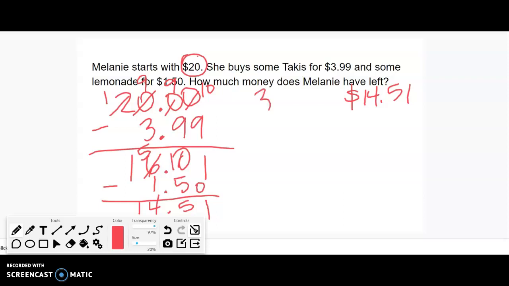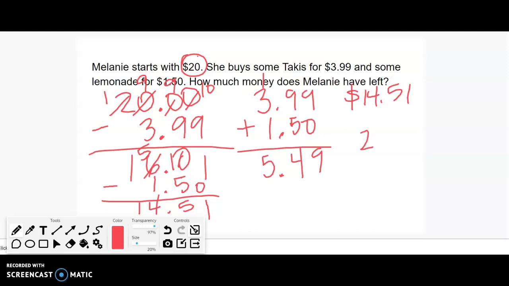I could add first and say $3.99 plus $1.50. This is how much money she spent. So I know she spent $5.49. So I could take my $20, subtract all the money she spent at once.